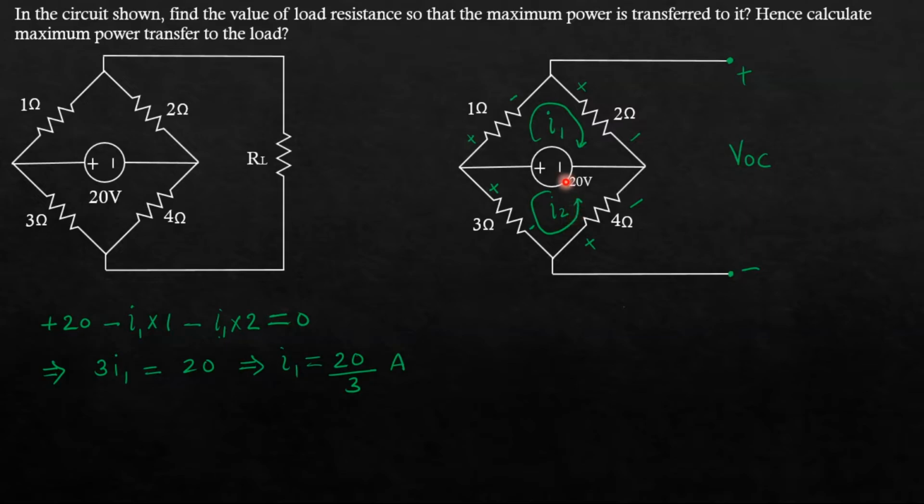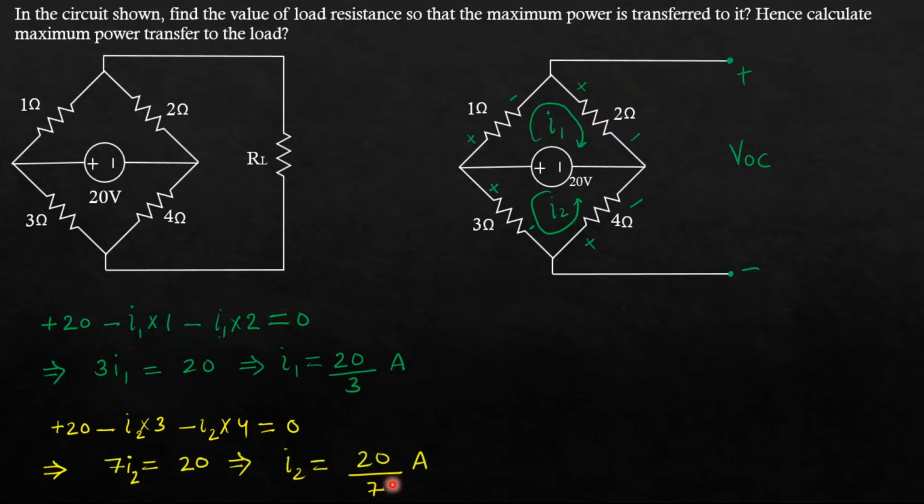Similarly in mesh 2, let us apply the KVL from here. Minus to plus, that is plus 20. Now plus to minus, so minus 3 into I2. Now here plus to minus, so minus 4 into I2 is equal to 0. If you simplify this, 7I2 is equal to 20. From here you will get I2 is equal to 20 by 7 ampere. So I have calculated the value of I1 and I2.